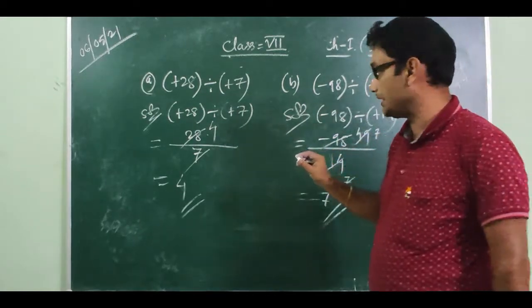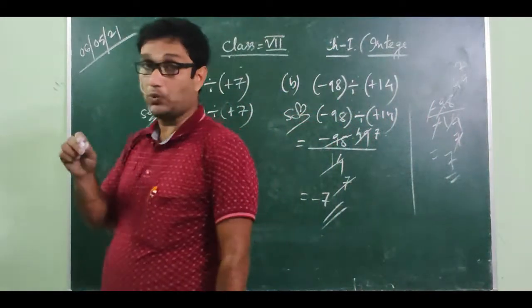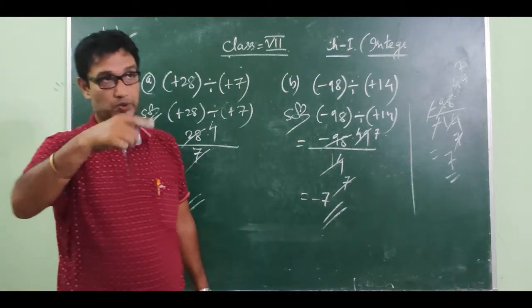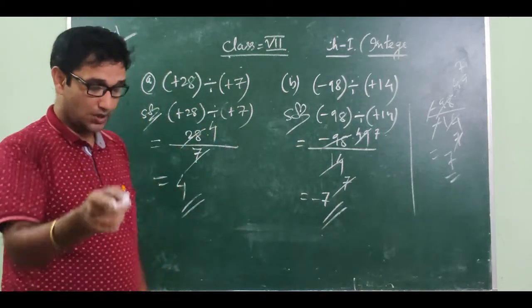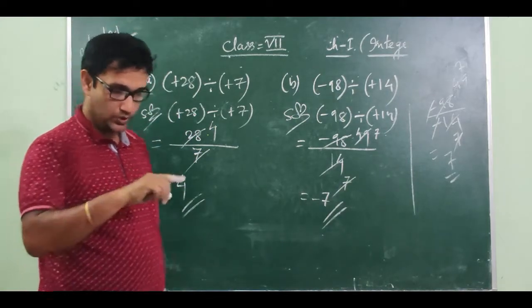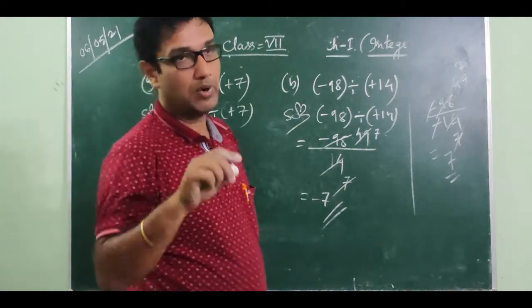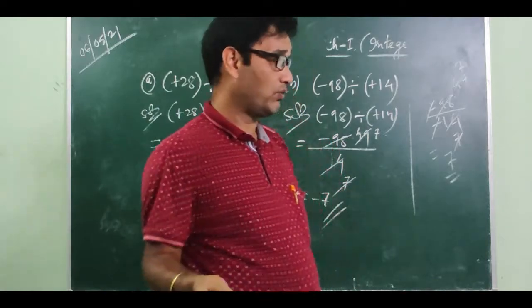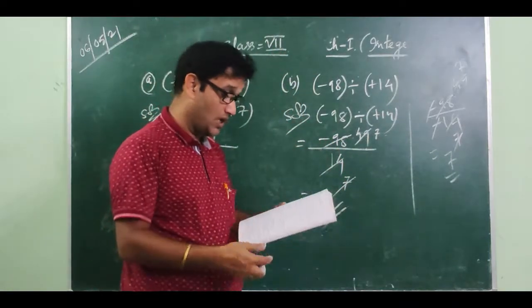That means what do you understand from that? If both are positive integers and you divide one by another, then your answer is positive. If both are negative integers and you divide, then the answer is also positive. But if one is positive and another is negative, then your answer will be negative.